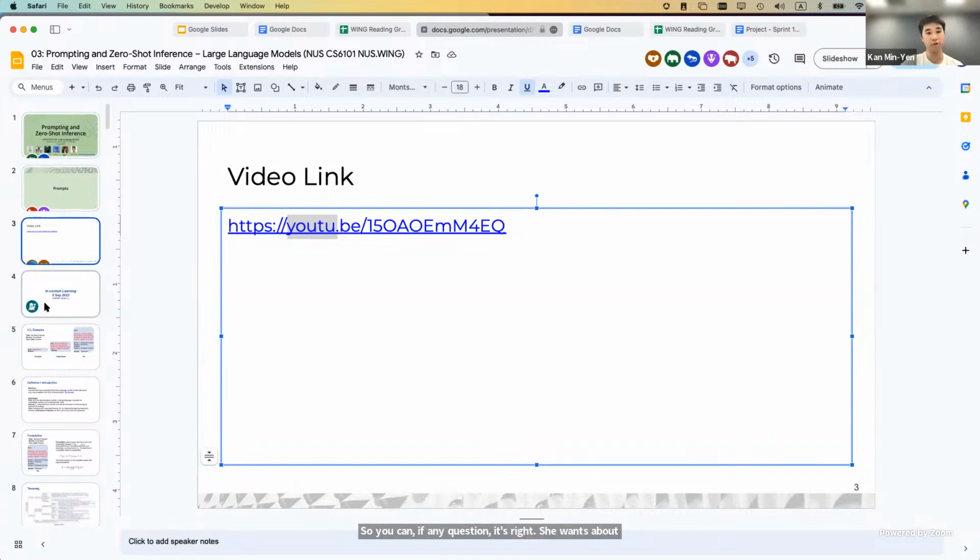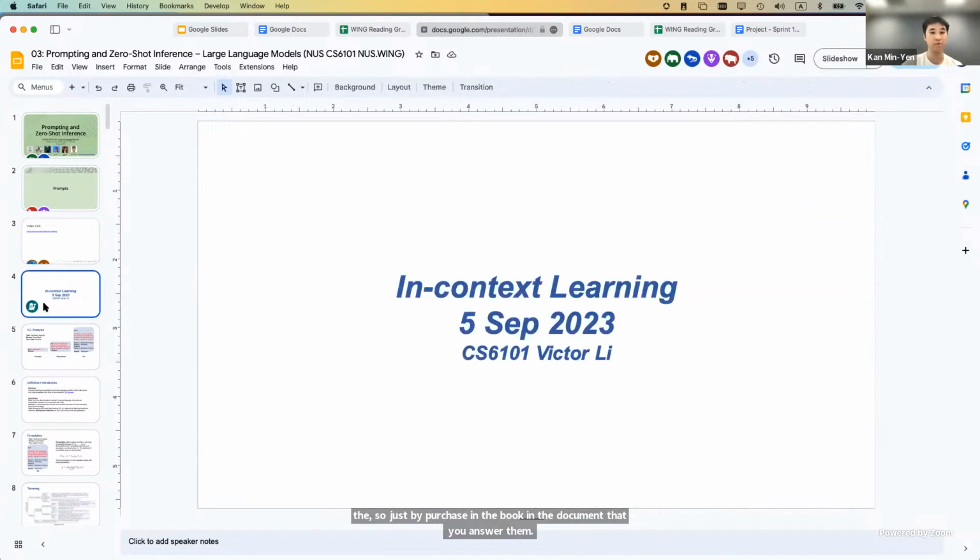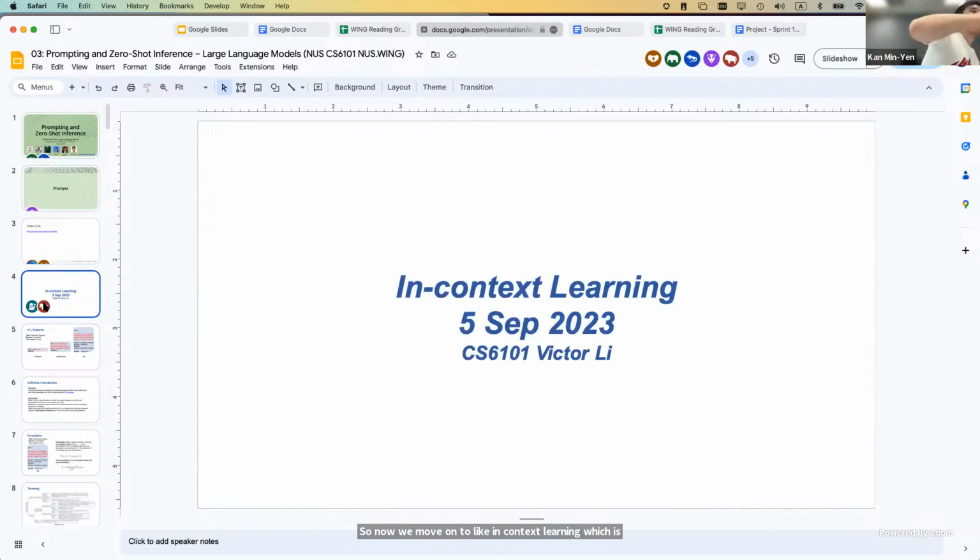So now we move on to in context learning, which is presented by Victor. Is Victor here? Yeah. Oh, you want to come here because they can raise the slides. Yeah, I want to say a couple of things before Victor starts.